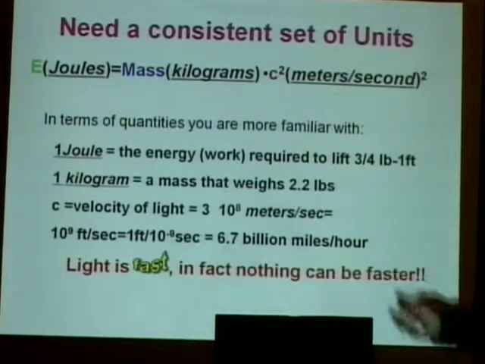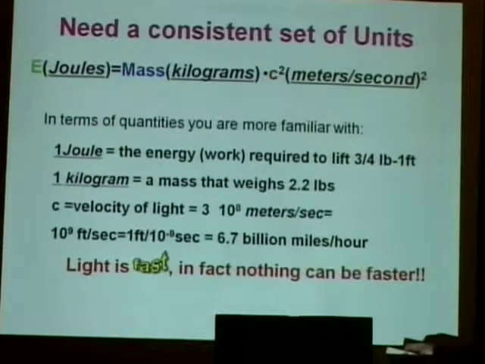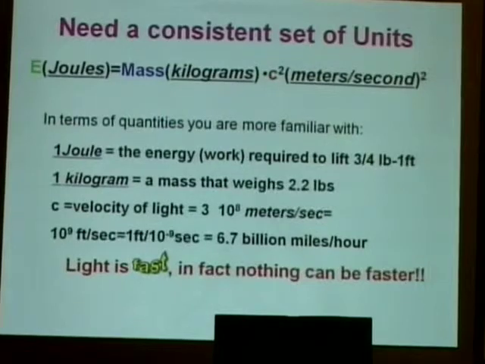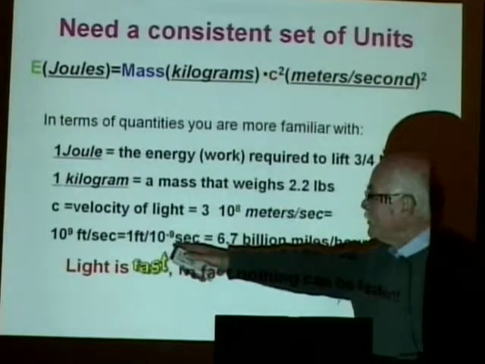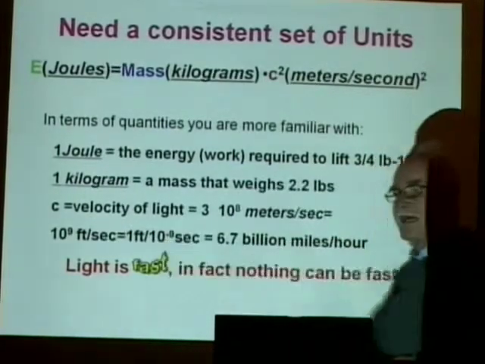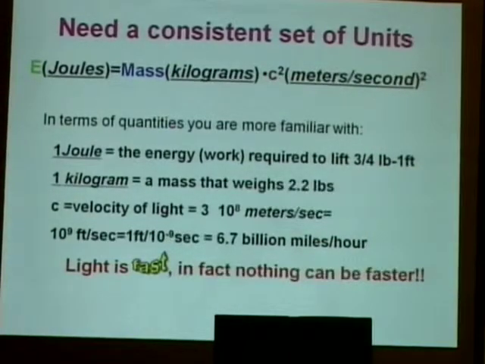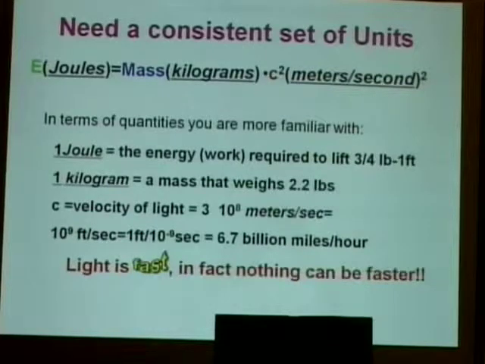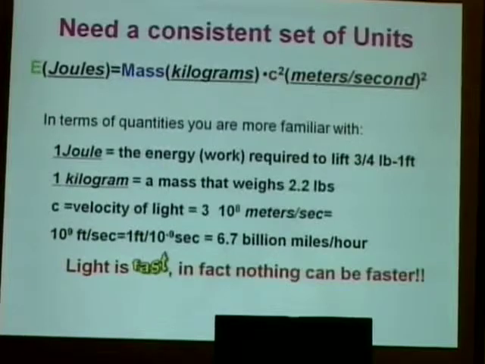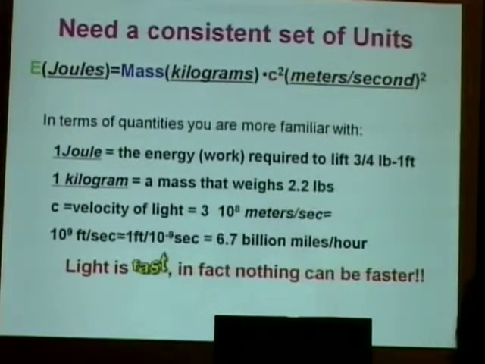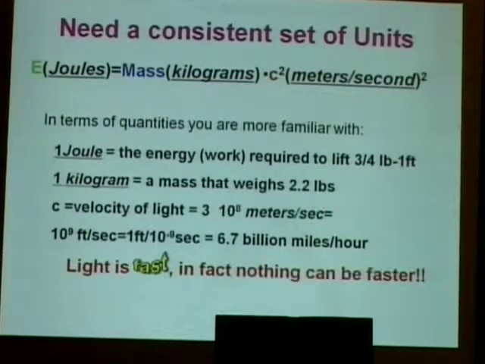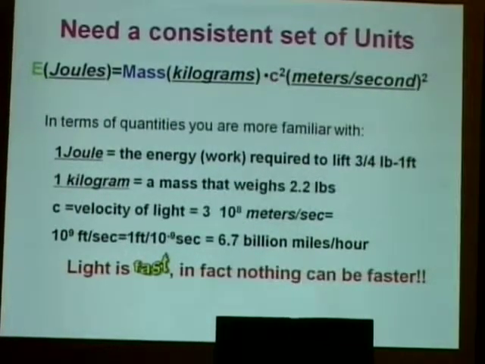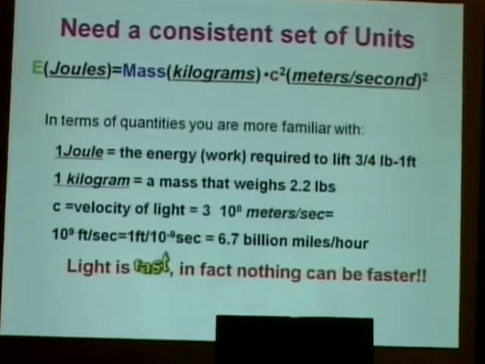So this 10 to the 8th meters per second is 10 to the 9th feet per second. Or another way, this would be a scale where the velocity of light could be 1. That is, if we measured light in feet per nanosecond, where a nanosecond is 10 to the minus 9 of a second, it travels a foot in that time. That would be 1. Or in units you're more familiar with, miles per hour, it's 6.7 billion miles an hour. So light is fast. Nothing can be faster than the velocity of light.